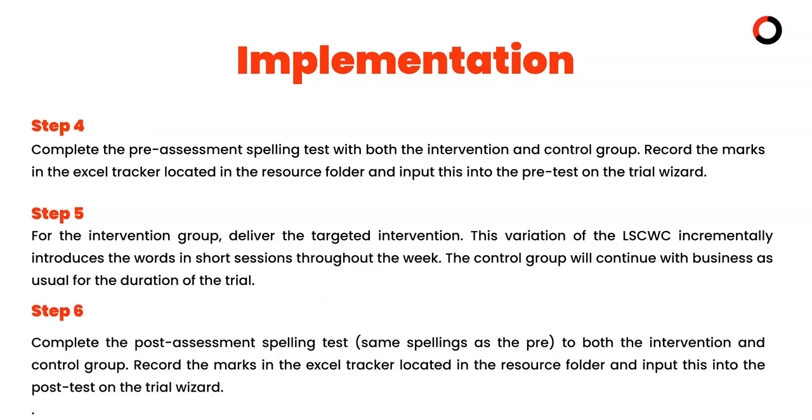Step 6. At the end of the 6 weeks, complete the post-assessment spelling test, which is the same as the pre, with both the intervention and the control group. Again, record the marks in the Excel tracker and then input these into the post-test on the trial wizard. You will then be able to analyze the results and complete a short process evaluation.